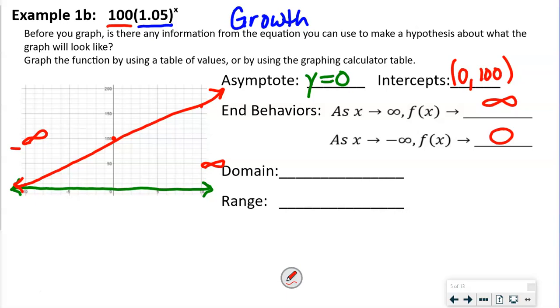And again, our domain, nothing is limited. We've got arrows on either end. So our domain is going to be all real numbers. But our range, again, is going to be y is greater than 0.